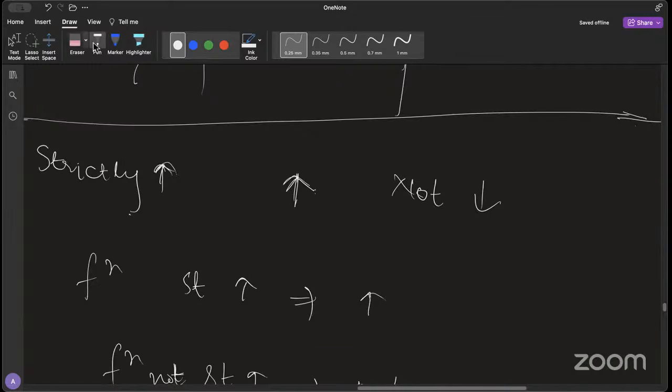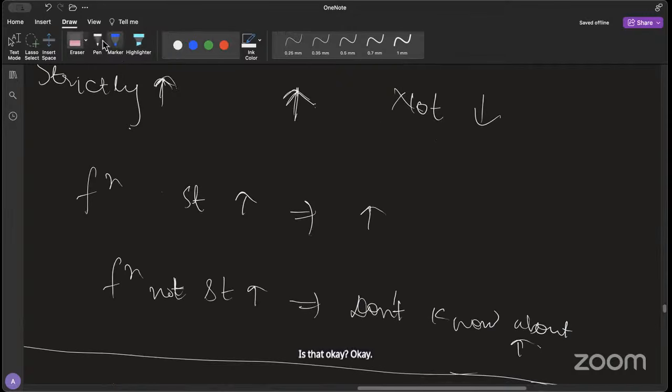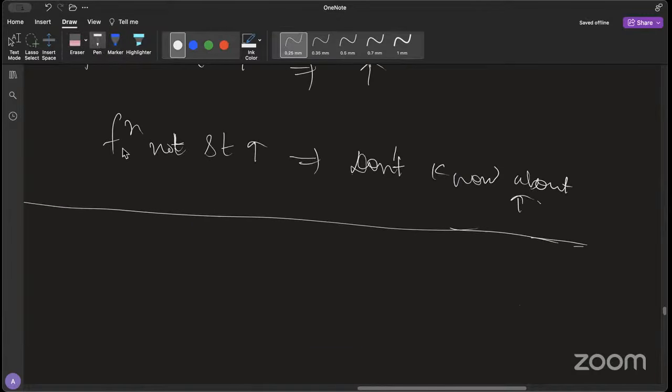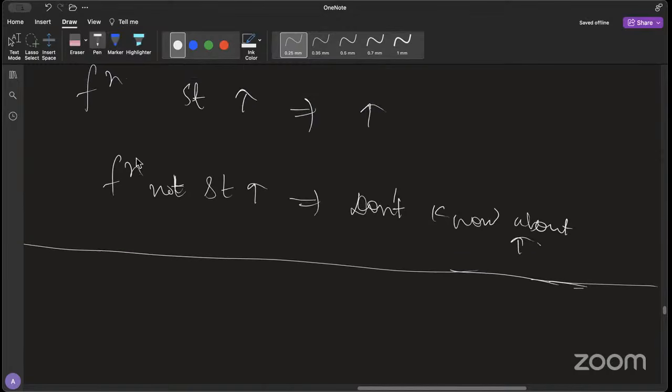Is that okay? Okay. Does anyone else have anything? Can we end the session then, if no one has any doubts? Okay, so we'll end the session here then.